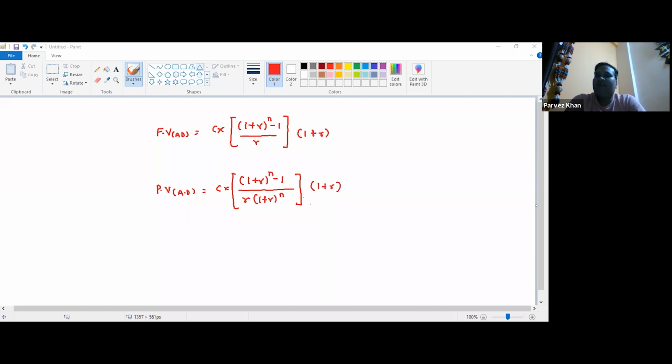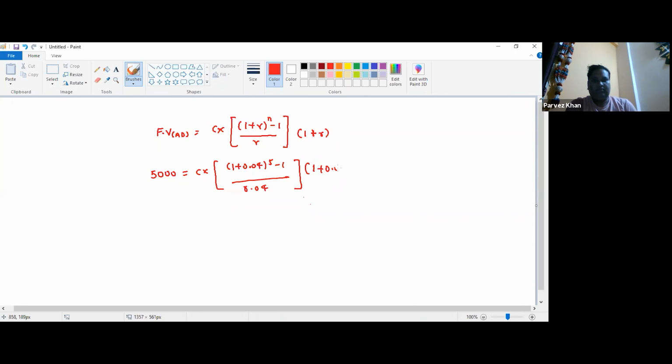Rate is 4%. N is 5 years. And clearly they have mentioned they should save every year in their account at the beginning of the year. So if they are saving any amount at the beginning of the year, that will be annuity due. I hope you can solve it. I don't think anybody will have difficulty solving this.